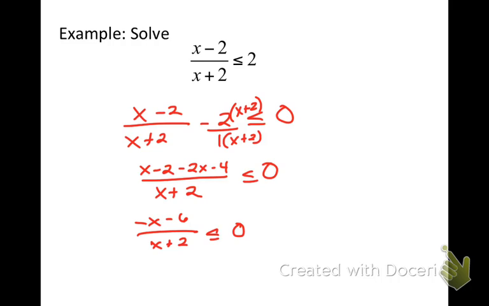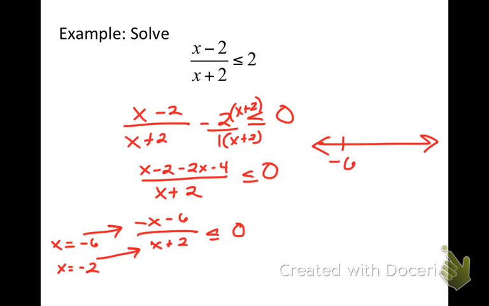So what value makes my numerator 0? What would that be? Do some mental math. Add 6, divide by a negative, so negative 6. And then what makes my denominator 0? Negative 2, good. So then just make a quick rough number line. So negative 6, negative 2. So we've got our interval in the middle. We've got our 2 intervals on the outsides. So now let's pick some tester points.